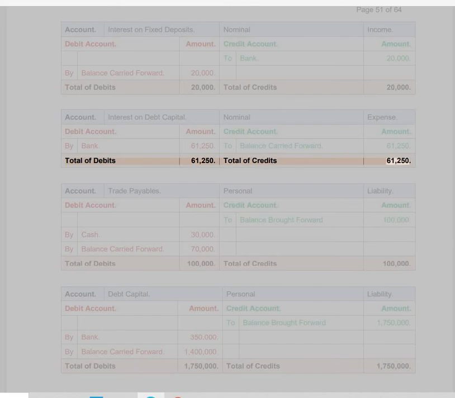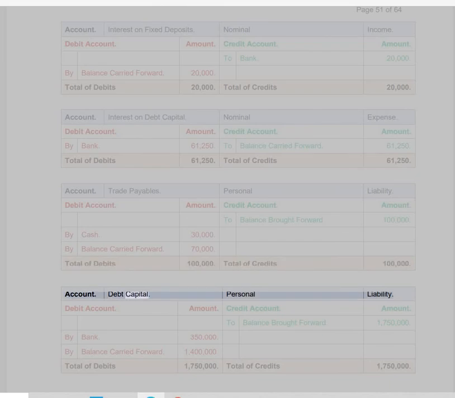Account: trade payables. Personal liability. Debit account, amount. Credit account, amount. To balance brought forward, 100,000 by cash. 30,000 by balance carried forward. 70,000. Total of debits 100,000. Total of credits 100,000.